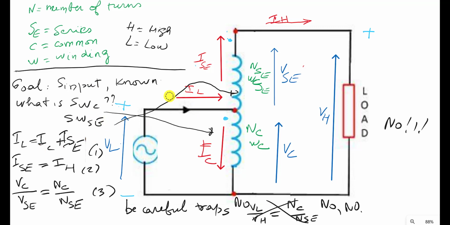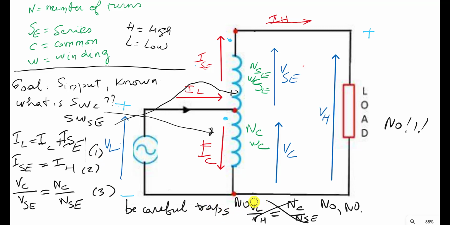The first equation: the current that comes in is the sum of the currents that come out. IL is equal to IC plus ISE. On top, if you notice, the current coming out, which is IH, is the same one as here. So ISE is equal to IH. And we have the turn ratio and voltage formula: VC over VSE is equal to NC over NSE. I call these equations 1, 2, 3.